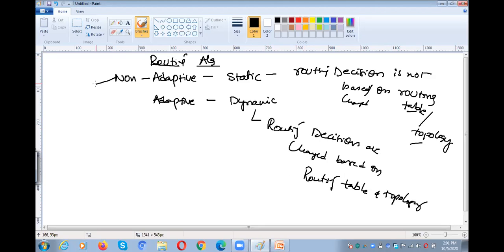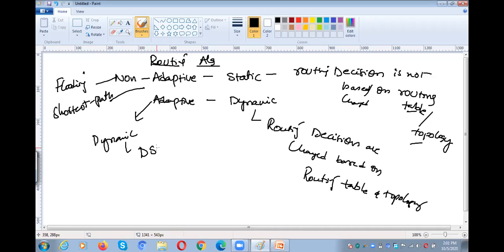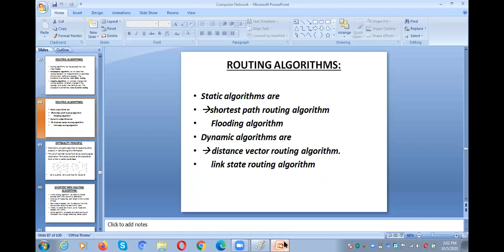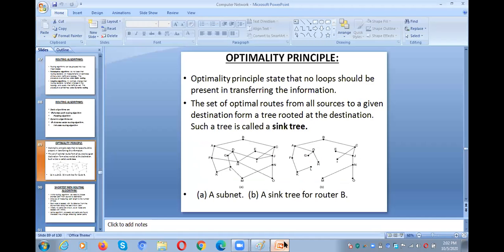So what are the static routing algorithms and what are the adaptive routing algorithms? Flooding and shortest path, these two come under non-adaptive routing algorithms. Adaptive, or dynamic, means distance vector routing and link state. These two are the algorithms under dynamic routing algorithms.